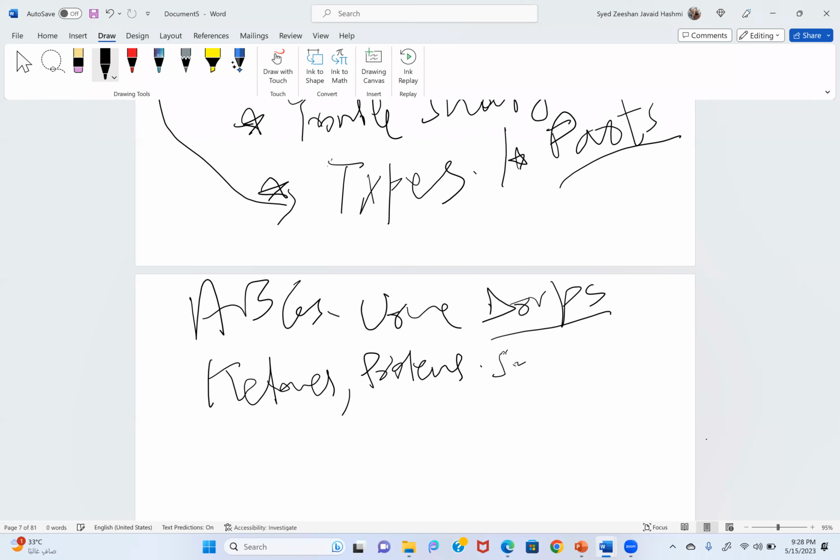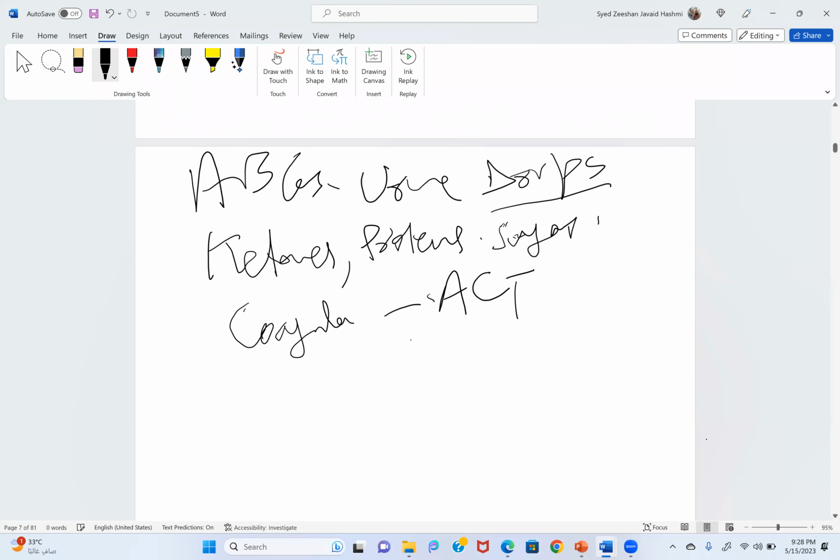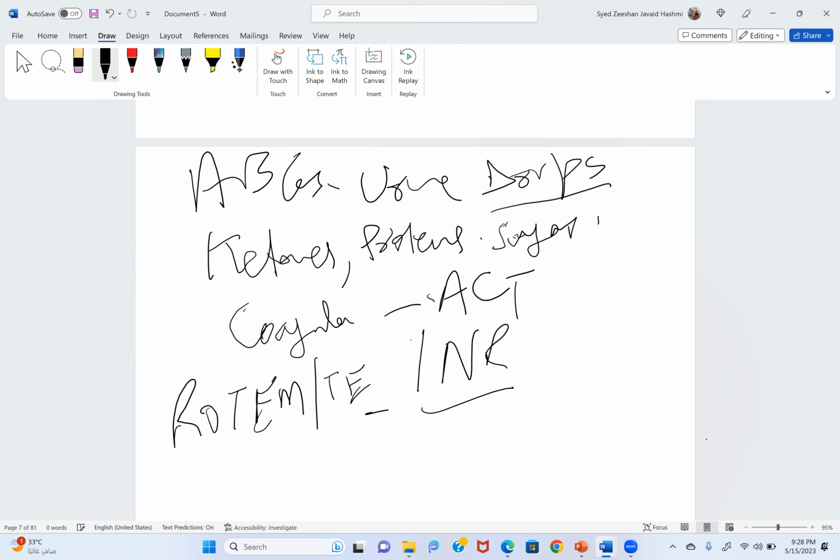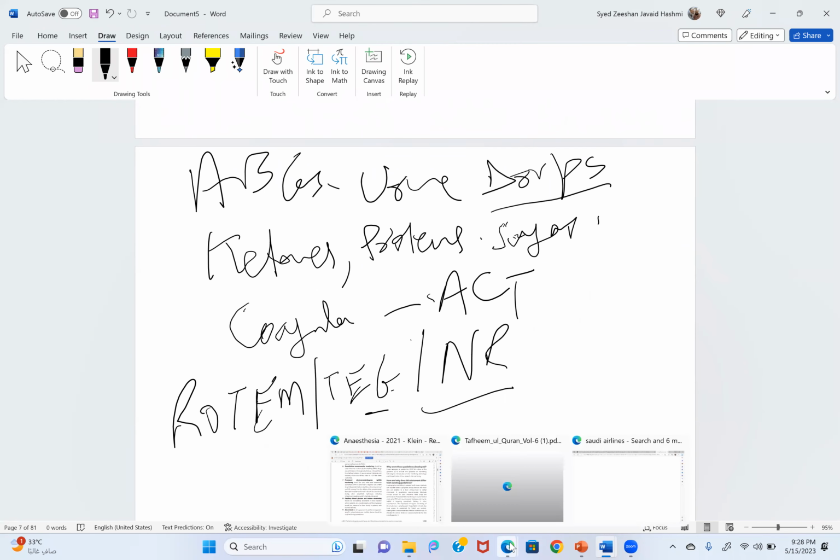Sugar, blood sugar. What else? Coagulation tests, usually ACT, INR, APTT. They are measuring either ACT or INR usually. Then ROTEM or TEG. So you should have a good concept about point of care testing.